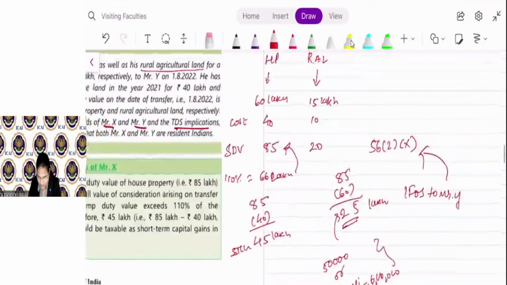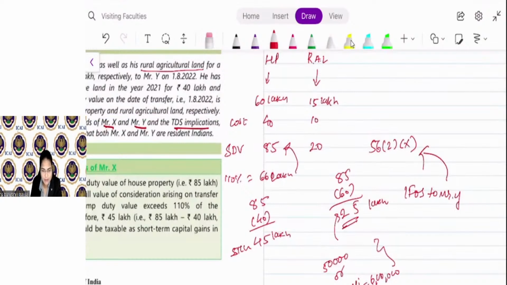Kavita, here the TDS is applicable on stamp duty value or consideration, whichever is higher. So if the stamp duty value is less than 50 lakh and consideration is more than 50 lakh, then the TDS is applicable on consideration value.